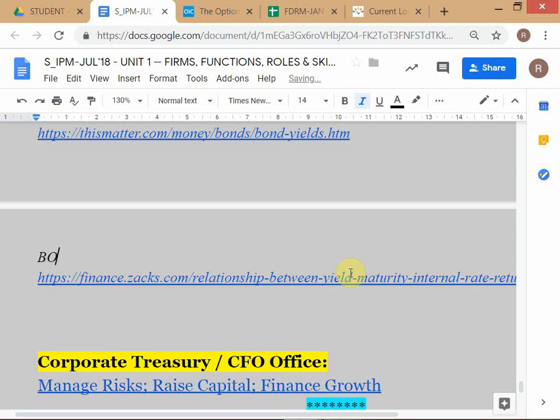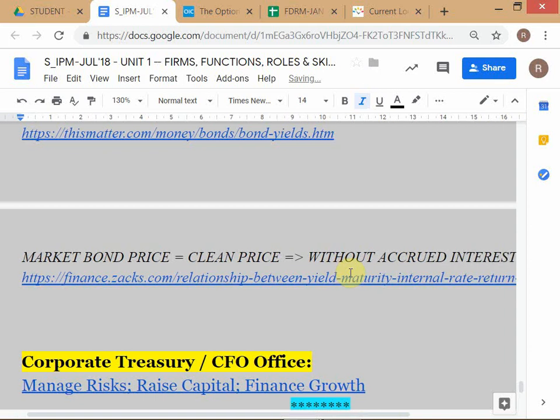So bond price, you need to know this, market bond price is usually what is called the clean price. Clean price means without accrued interest. If you buy a bond between coupon dates, remember the bonds have coupon dates, because it's a bond market security, it's not a money market security, so it will have a discrete coupon. So let's say a bond is paying coupons every 6 months, then if you buy the bond between coupon dates, you understand what a coupon date is, the date on which the coupon is paid.